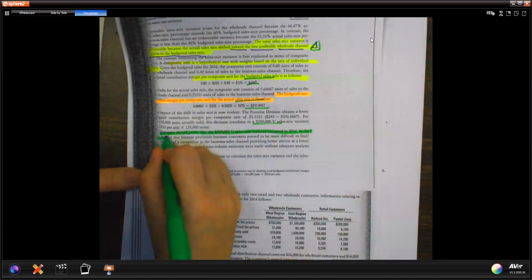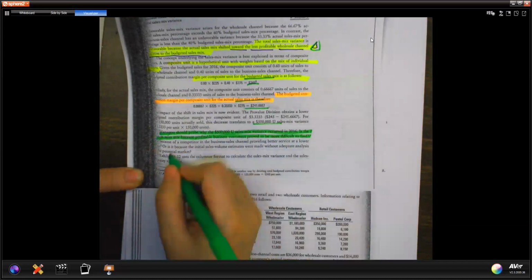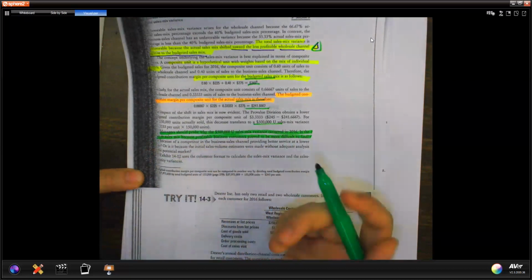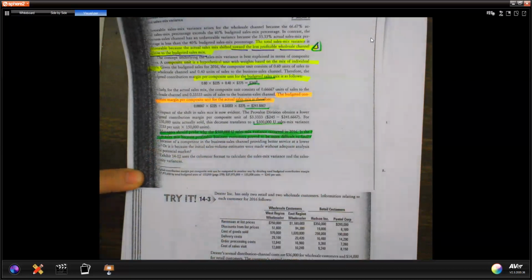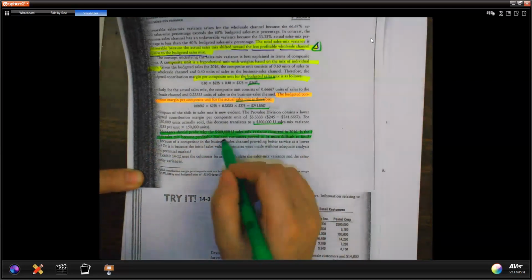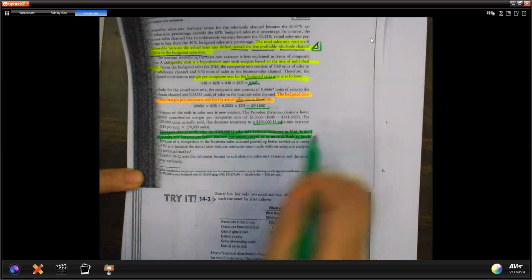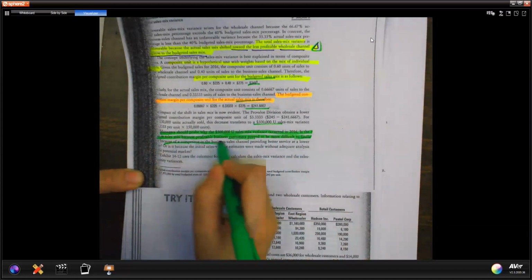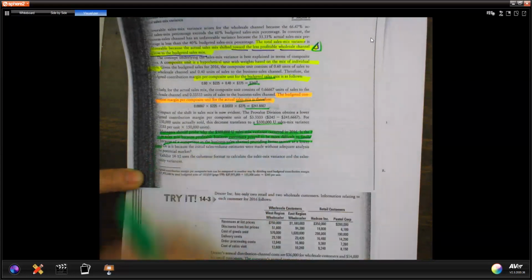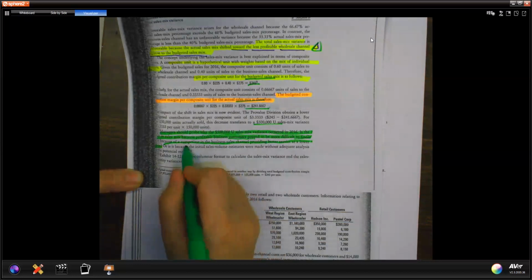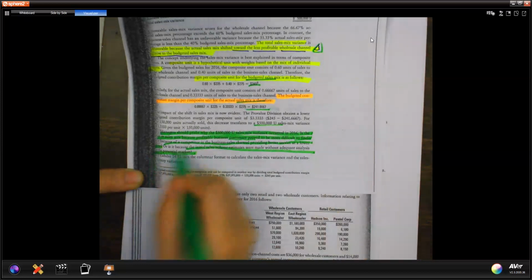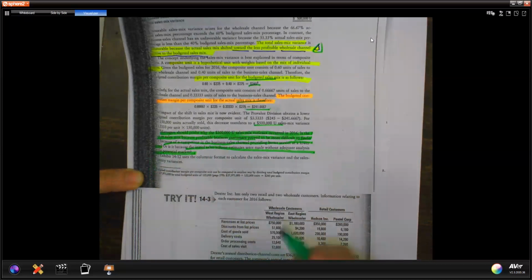So these are the reasons why you will have this unfavorable sales mix variance, because we didn't focus on the one with higher contribution margin. Why? Maybe because the customers are harder to find, or because the competitors do better than us. So we lost that business customer because they switched to our competitors, right? Or because our budget is not reasonable. So those are some reasons.